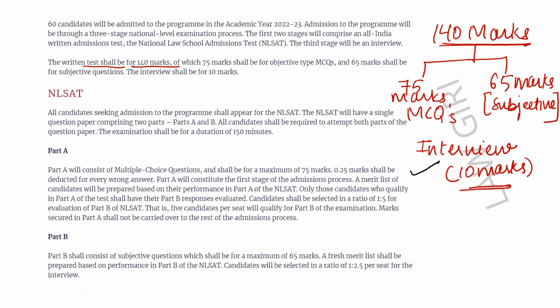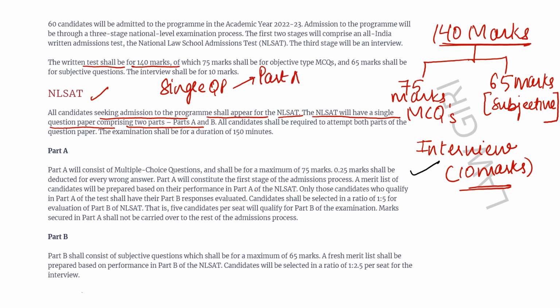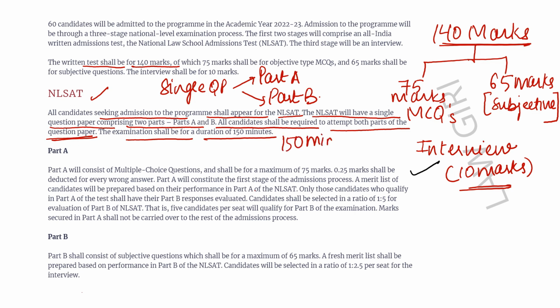Fine. Now, NLSAT: all candidates seeking admission to the program shall appear for the NLSAT. The NLSAT will have a single question paper comprising two parts, A and B. So there would be a single question paper which will have two parts, that is part A, and then part B. All candidates shall be required to attempt both parts of the question paper. The examination shall be for a duration of 150 minutes, which is a good time to go through the paper. You need to remember this as well.